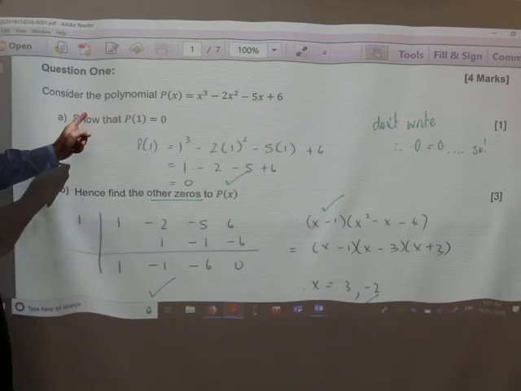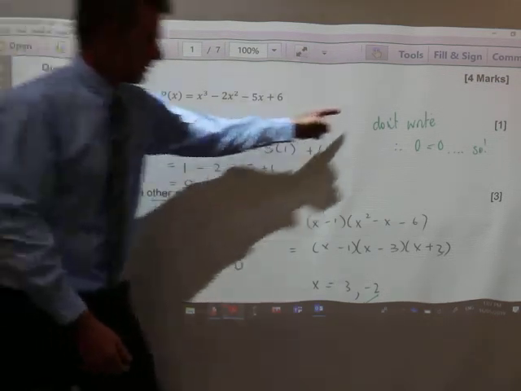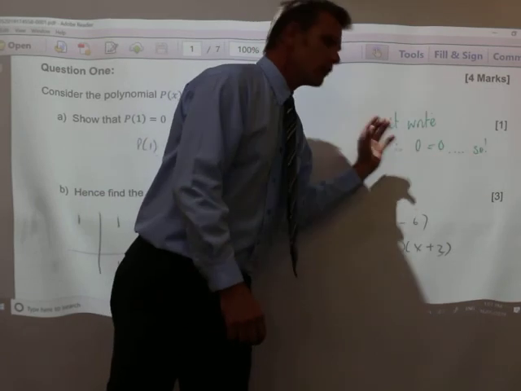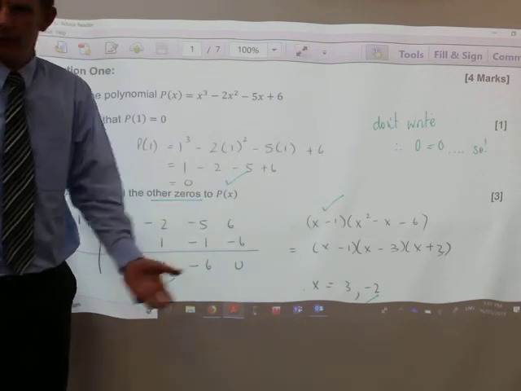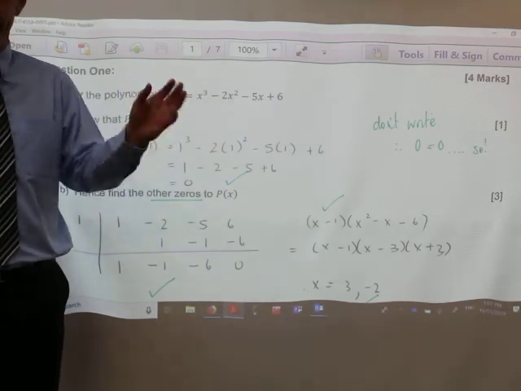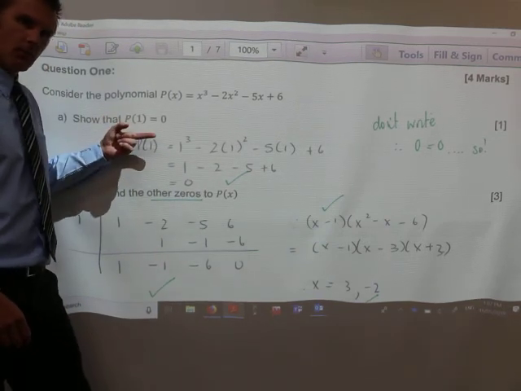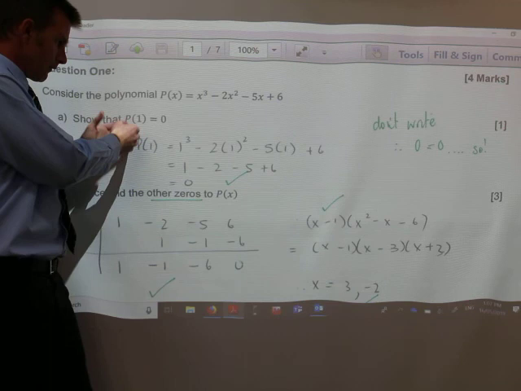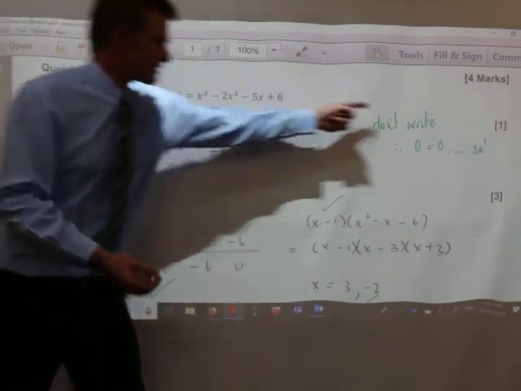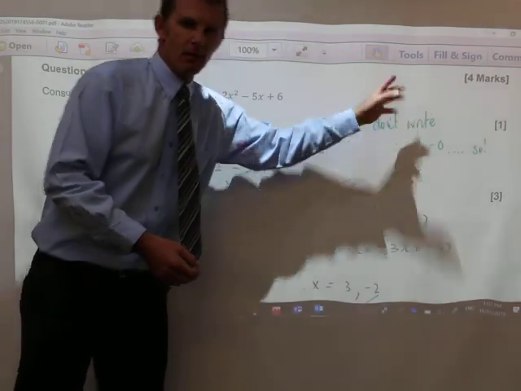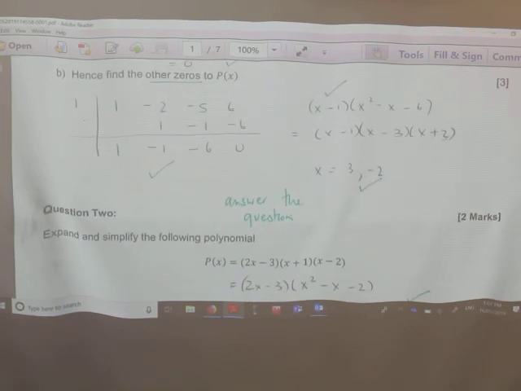One, it says show, so don't just write the last line. That's not showing it. And secondly is this one over here. Don't write 0 equals 0, or anything. 5 equals 5, 3 equals 3. You're not showing or proving anything. Right? You've got to start with the equation and show that the value of the function when x equals 1 is equal to 0. That's what you've been asked to show. This is meaningless. Be careful about that. Lots of people write that. If you see that in your working, you're not on track there. You've got the wrong idea.